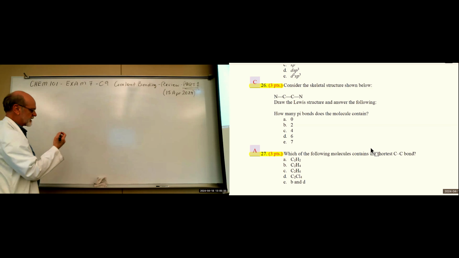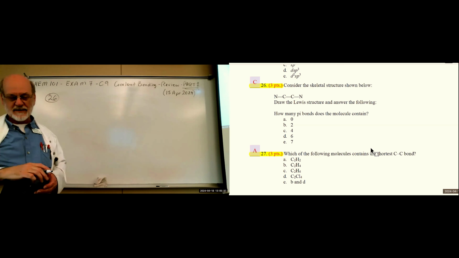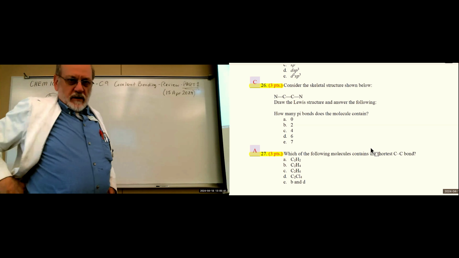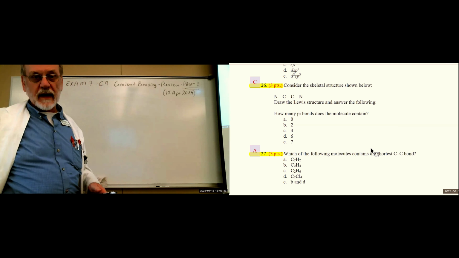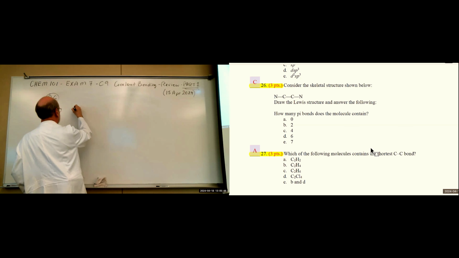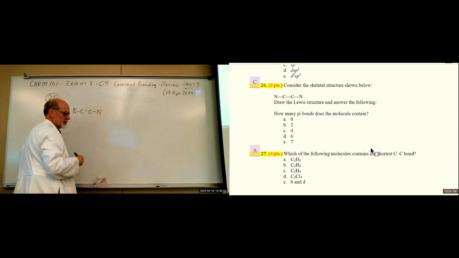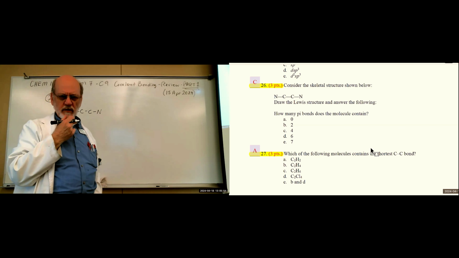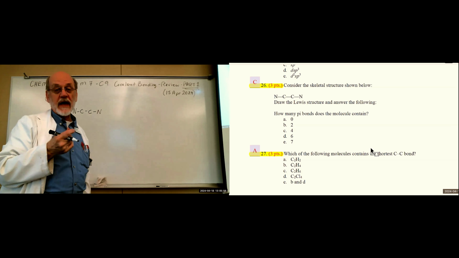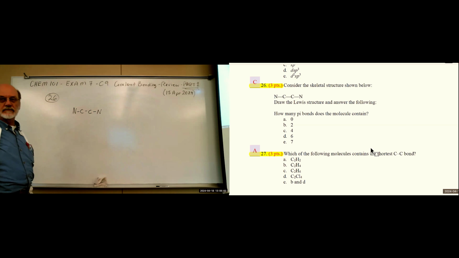Let's see, 26. I got my stopping point marked in here, so we're not going to run over. We got the skeletal structure: N, C, C, N. Draw the Lewis structure and answer the following. How many pi bonds does this molecule have? All right. What we have to assume is this skeletal structure has no other atoms in it. That's the total.